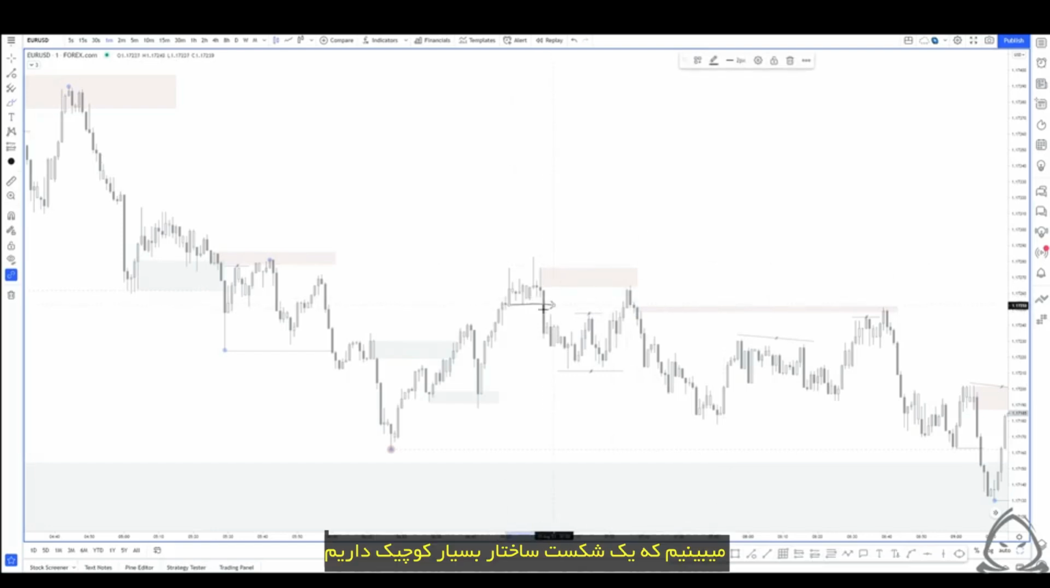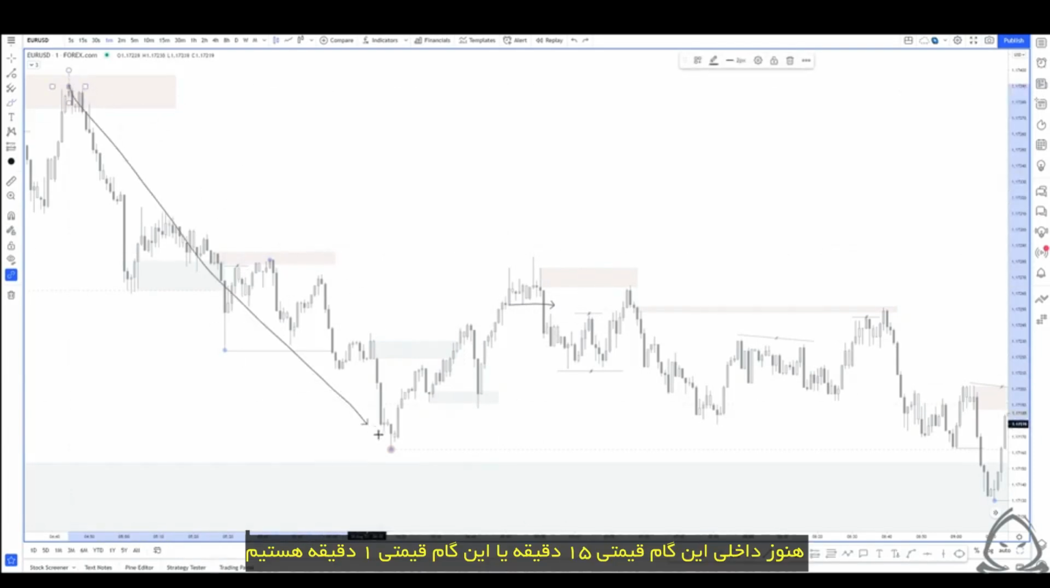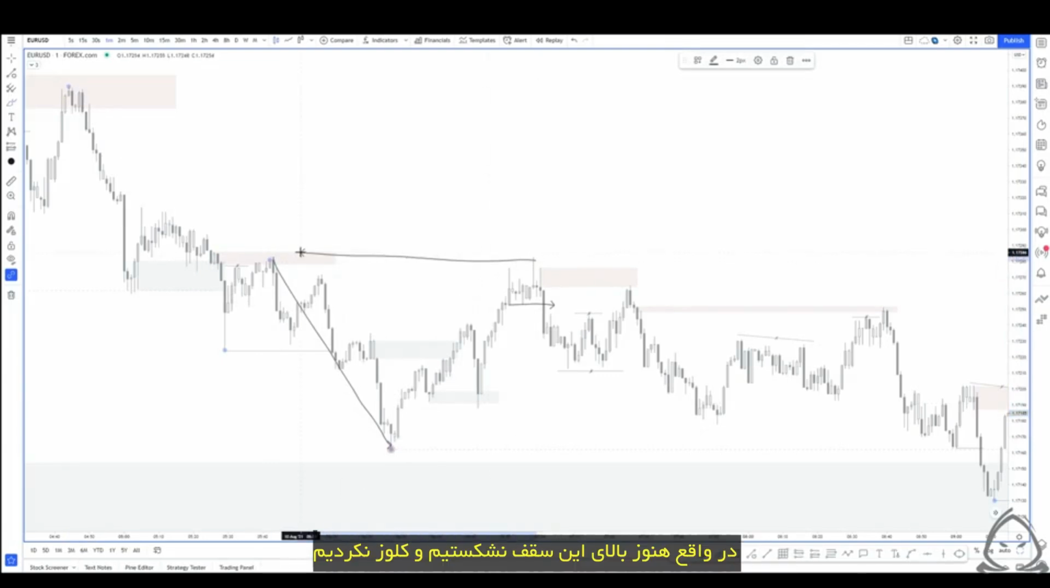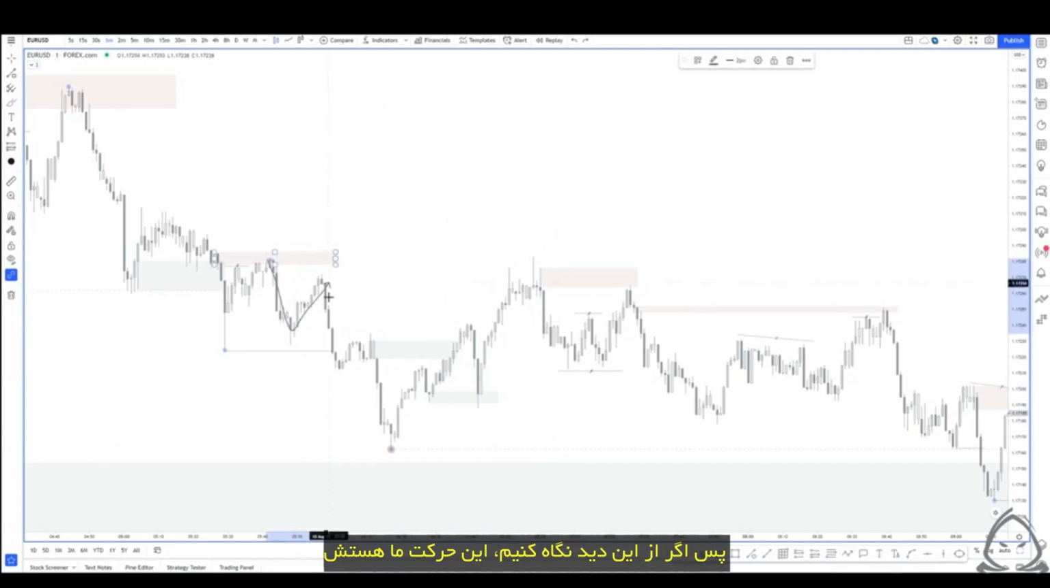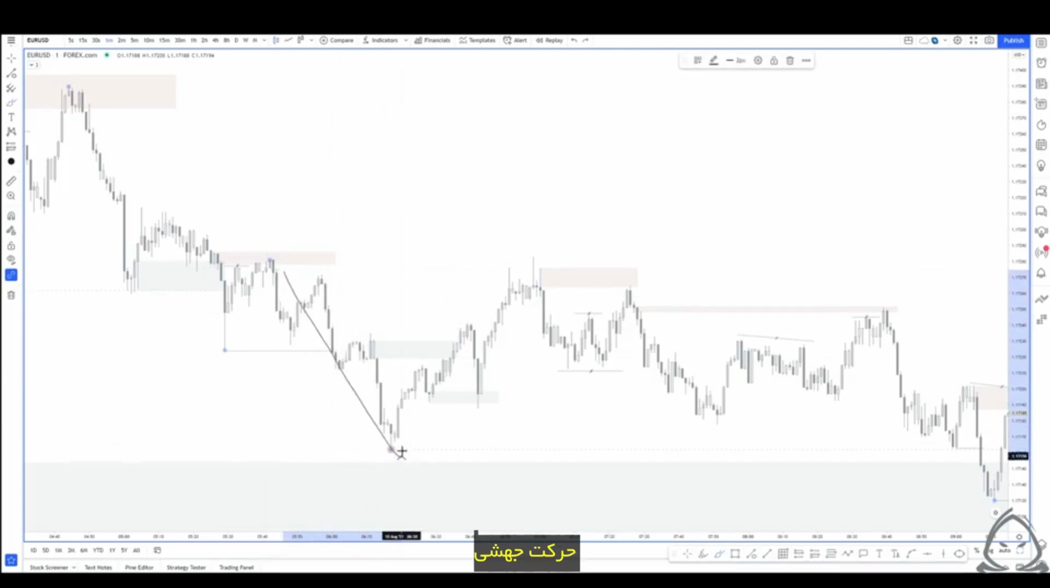And what we can see is we do have a very small break of structure. Again, this is looking at fractal market structure. We're still trading within this 15-minute leg of price, or this 1-minute leg of price. We haven't actually closed above this high, so therefore we are still bearish. So if we're looking at that from that perspective, this is our move, our impulsive move.